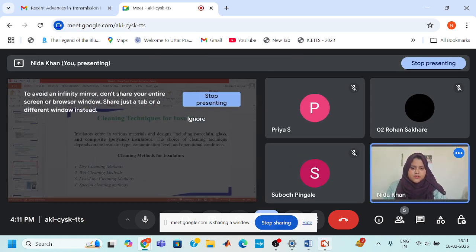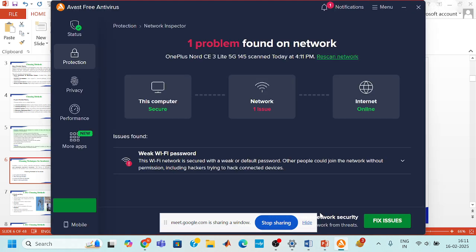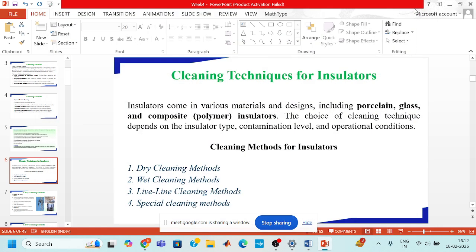Okay, we are discussing cleaning techniques for insulators. Insulators come in various materials and designs, including porcelain, glass, and composite insulators. The choice of cleaning technique depends on the insulator type, contamination level, and operational conditions. There are several different techniques for cleaning insulators: dry cleaning methods, wet cleaning methods, live line cleaning methods, and special cleaning methods.